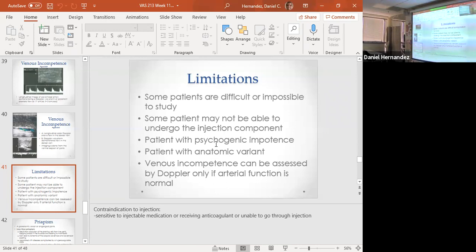Patients with psychologic impotence. If they have a psychological component that leads to their impotence, they're going to have a normal vascular study. Patients with anatomical variants. And venous incompetence can be assessed by Doppler only if arterial function is normal. If they have poor arterial function, they're going to have poor venous function as well. So we can't get an accurate assessment of venous incompetence if they have abnormal arterial function.